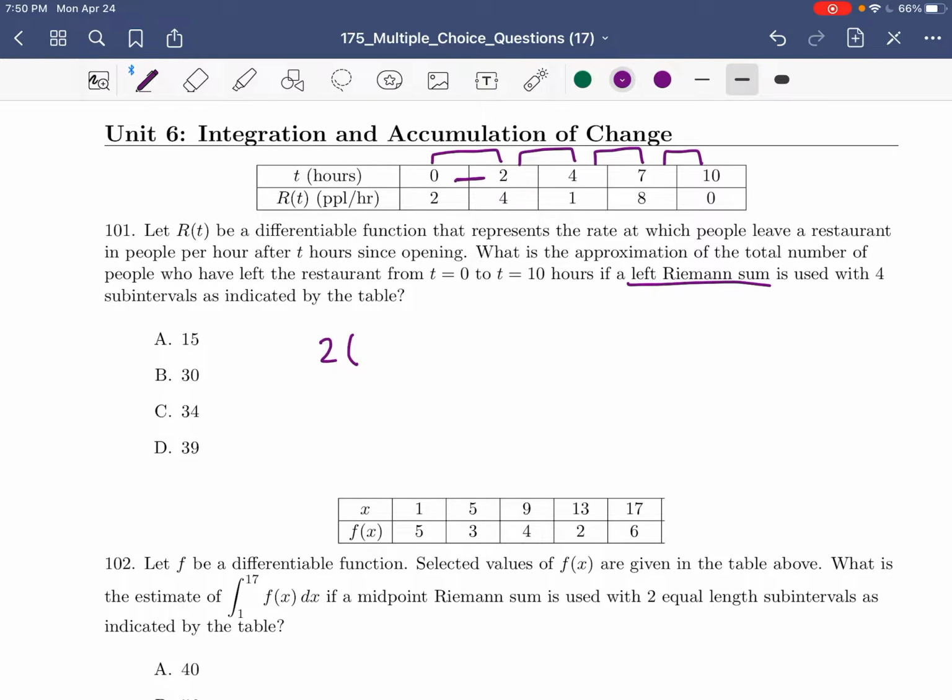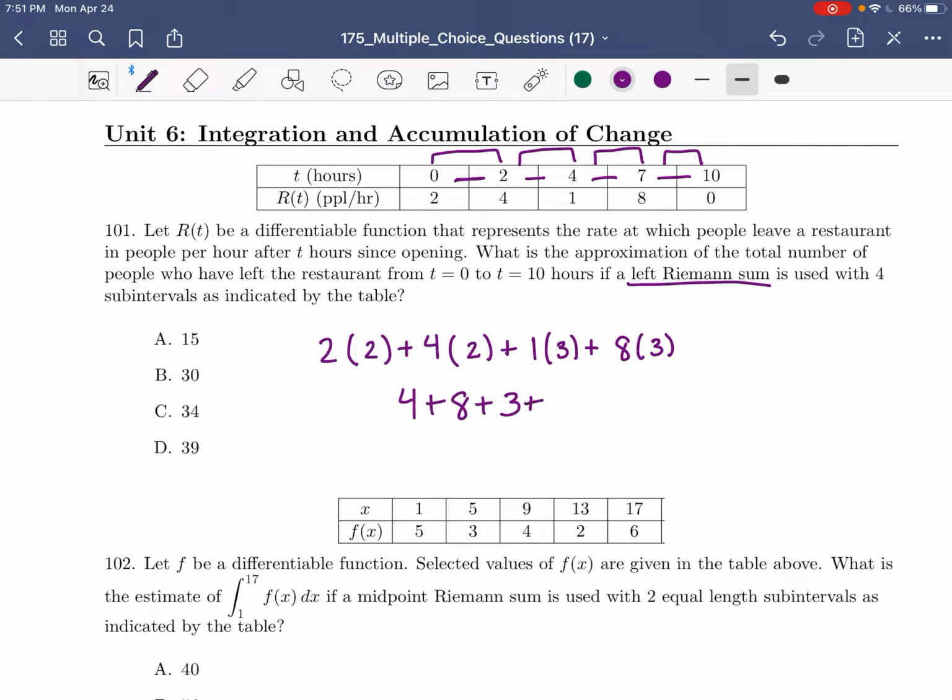So it's going to be 2 times the change between 0 and 2, which is 2. Then I move to the next y value, which is 4. The change from 2 to 4 is 2. Next y value is 1. Change from 4 to 7 is 3. Then I have 8. Change from 7 to 10 is 3. So we just need to figure out what this equals.